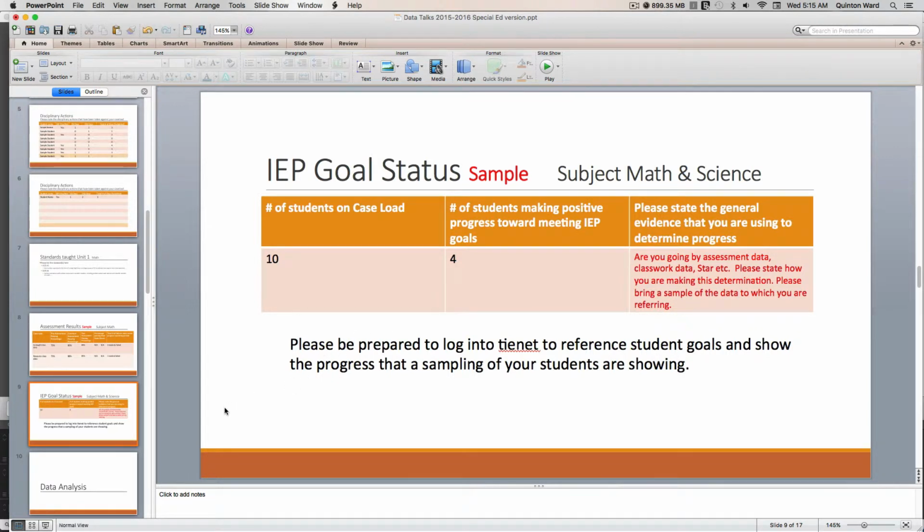So when the teacher is presenting this particular slide, they'll go over, I have 10 kids on my caseload. 4 of them are making positive progress towards their IEP goal. And I know how they're doing. I know that they're doing it based on whether it's STAR assessment, classwork.